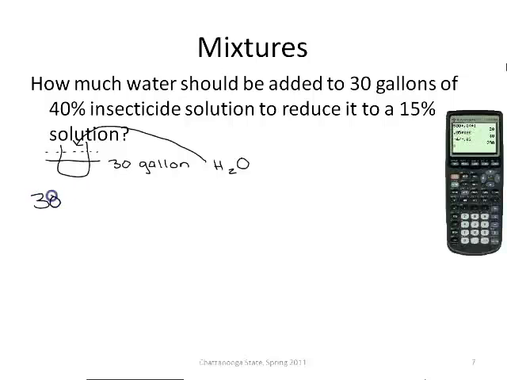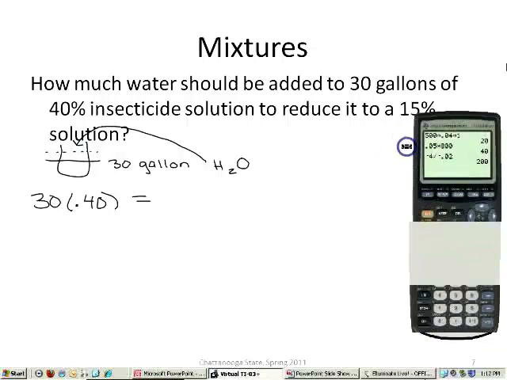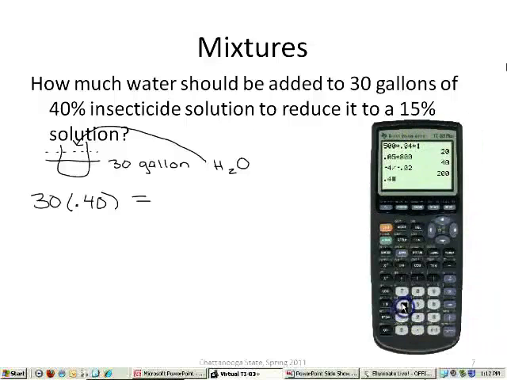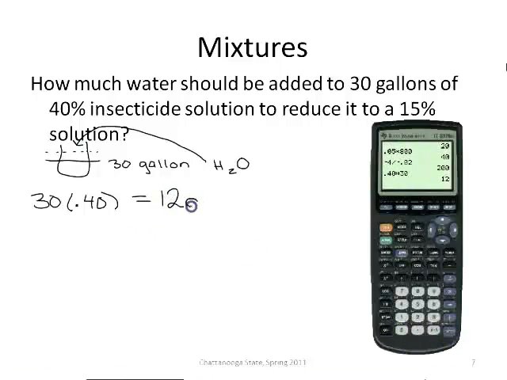We know we have 30 gallons of a 40% insecticide solution, which means if you multiply the 0.40 times the amount we have, 30 gallons, that means we have 12 gallons of pure insecticide. The amount of insecticide in this isn't going to change because all we're doing is adding water to it.